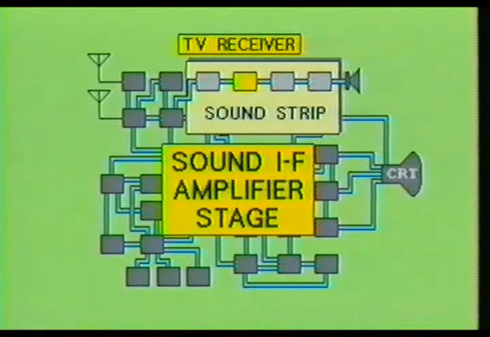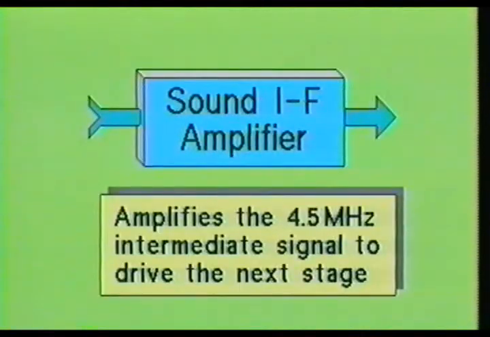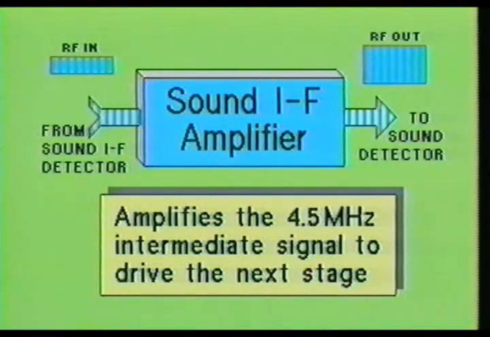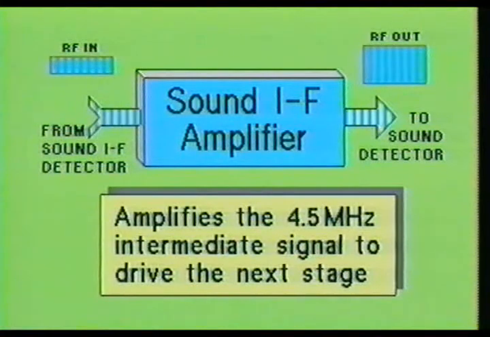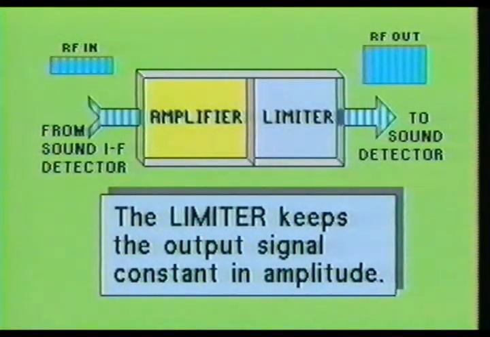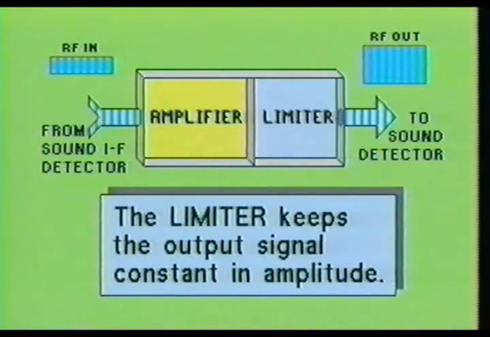Here you see the sound IF amplifier stage. The purpose of the sound IF amplifier stage is to substantially increase the power level of the 4.5 MHz signal. This increase is necessary for the next stage to have sufficient signal strength to function properly. In some television receivers, a limiter function may also be included in the sound IF amplifier stage.